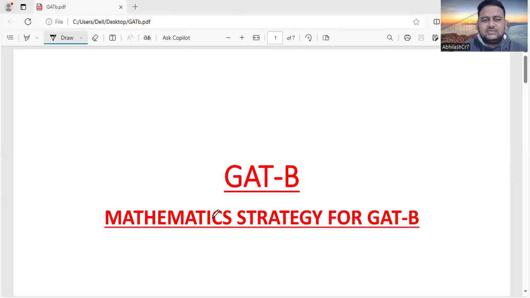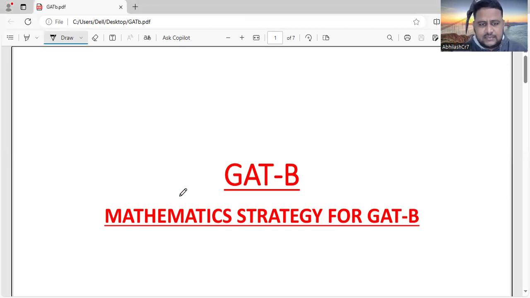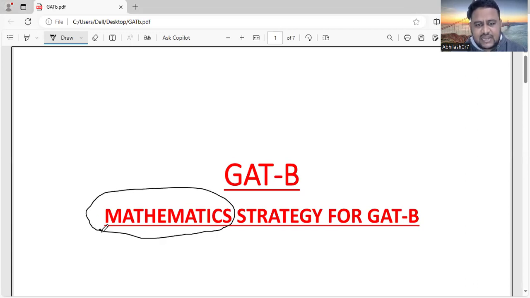The agenda of the session, if you look at the screen, is to discuss the mathematics strategy for the GAT-B exam. For which exam, friends? For the GAT-B exam. So today we'll be discussing the mathematics strategy for the GAT-B exam.